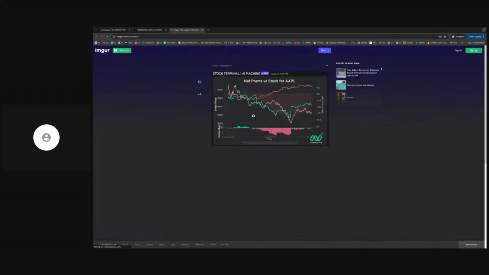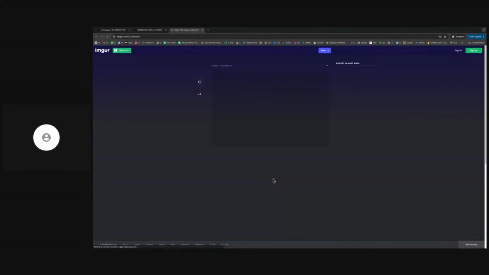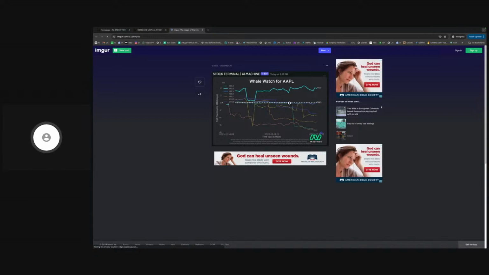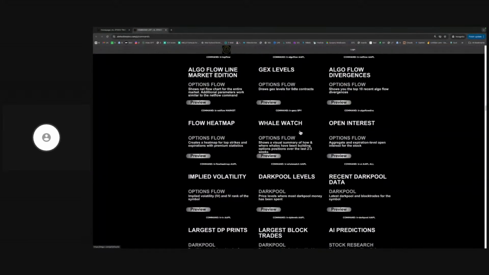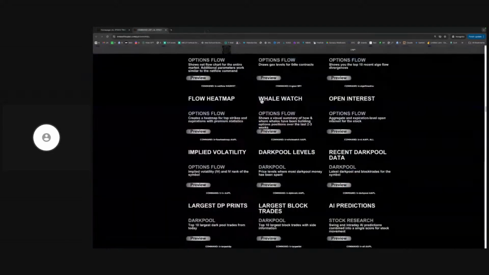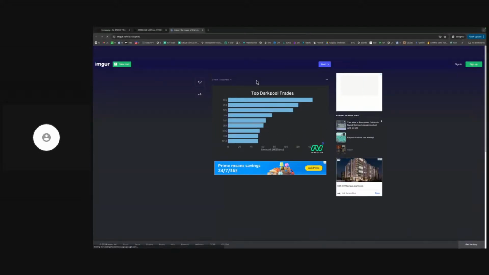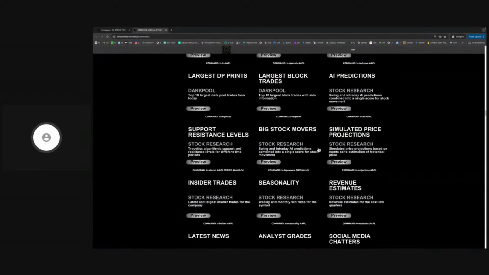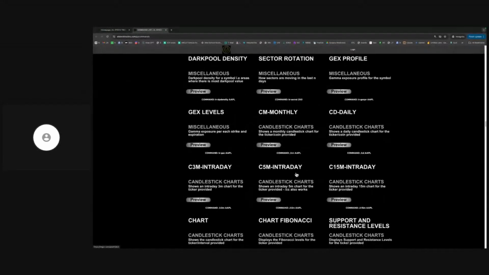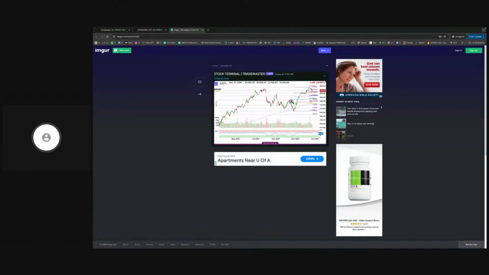Options flow. You got some data with options flow, graphs and stuff. Whale watchers, to see if whales are entering the stock. Implied volatility, that's important because it helps with options. Dark pool prints, the largest dark pool trades. You guys can flip it around here. We got crypto. We got our own daily analysis of graphs, automatically populated with the Fibonacci retracement and the 20 and 200-day simple moving averages.